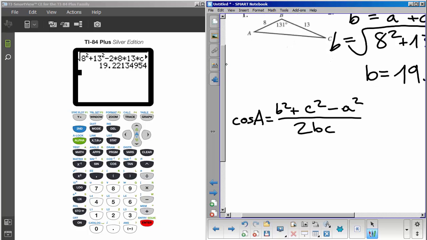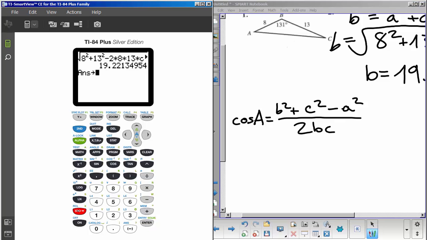But you should also store that. So we'll go store alpha A. Or do you want to store it in B? Because we just solved for B, we'll store in B. So now we have that stored, and now we can plug this all in.